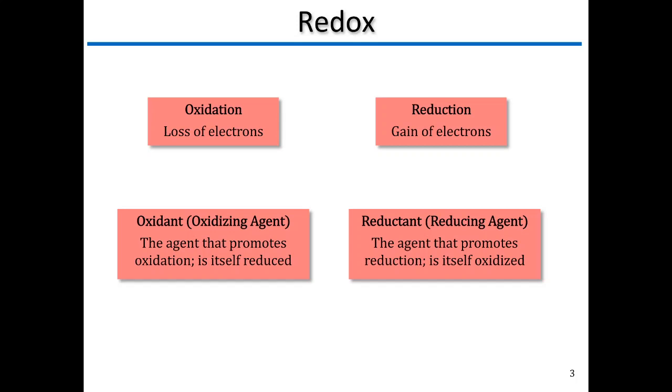The best way I know to remember this, there's a couple of ways to learn this. Maybe you learned one of these. The first one I know is an acronym, OIL RIG. OIL: oxidation is loss of electrons. And then RIG: reduction is the gain of electrons.